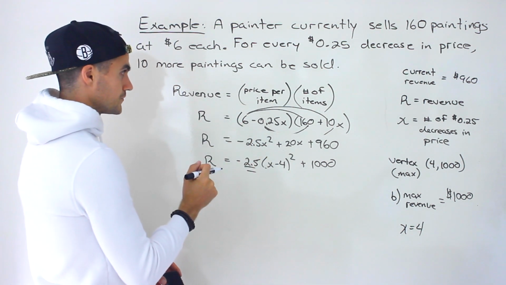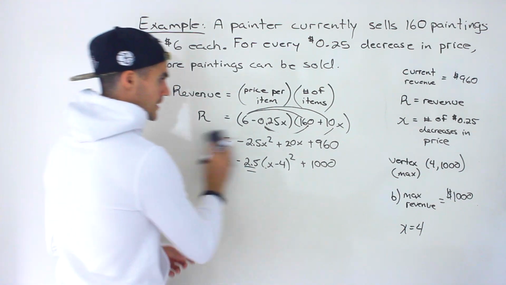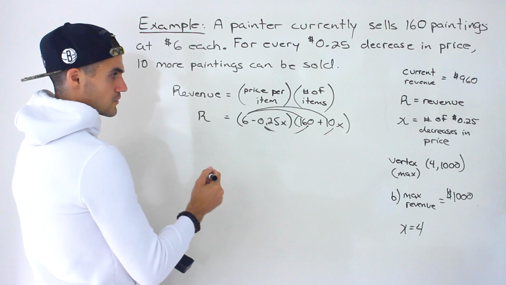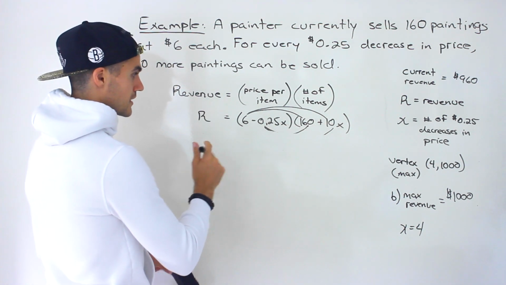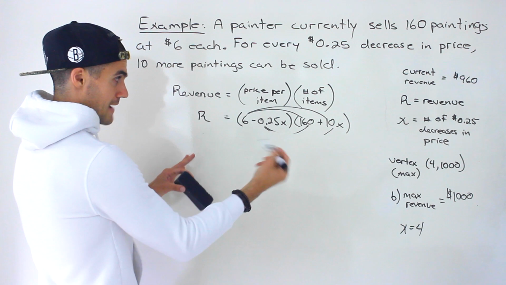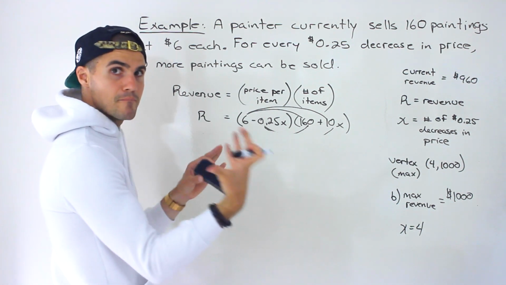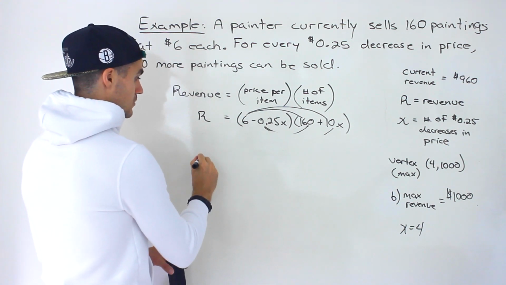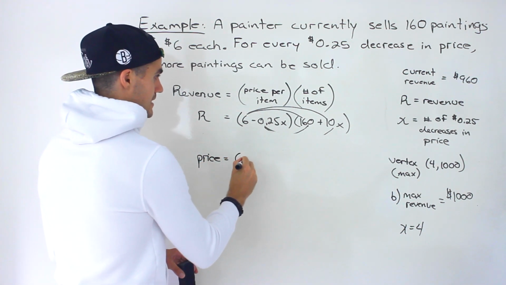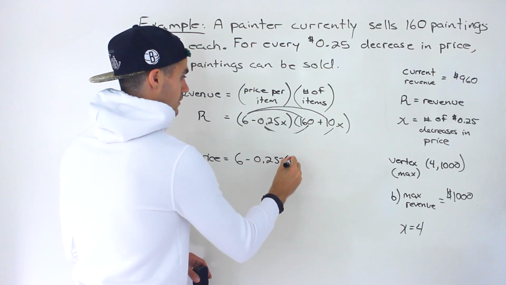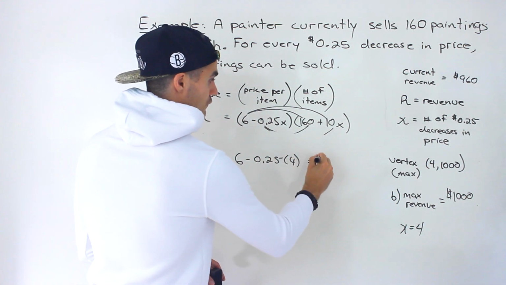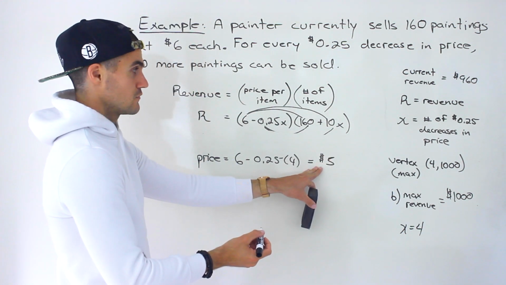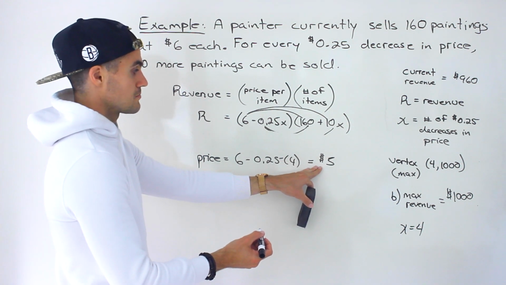Okay, so I'm actually going to erase these over here. I don't think we will need them for the rest of the question. We got the most important thing, the vertex. Now, to get the price that maximizes the revenue, you got to take that x equals 4 and plug it into the price bracket. So the price is going to be 6 minus 0.25 times 4, which is 6 minus $1, which is $5. So that's the price that maximizes the revenue. That's going to be the price per painting.